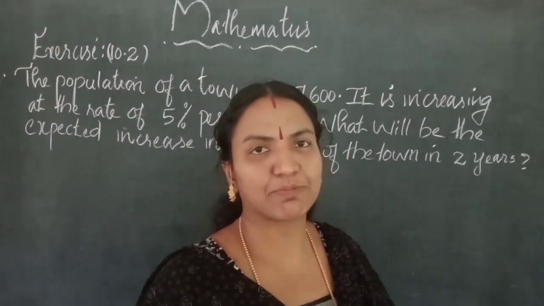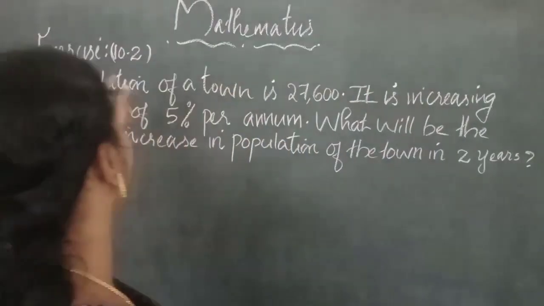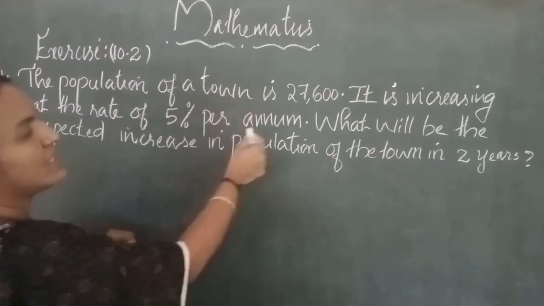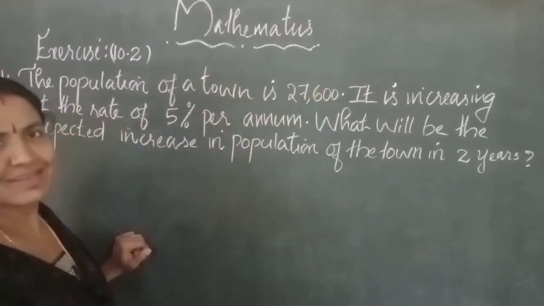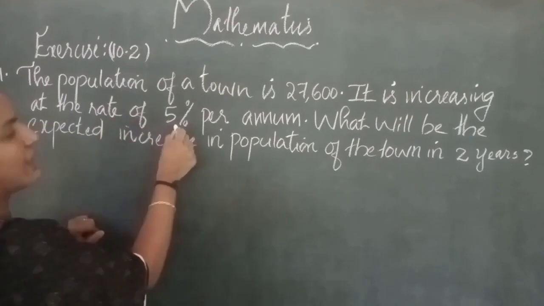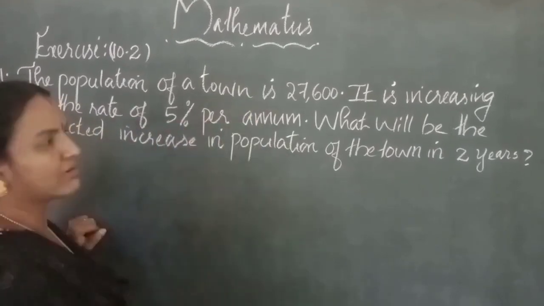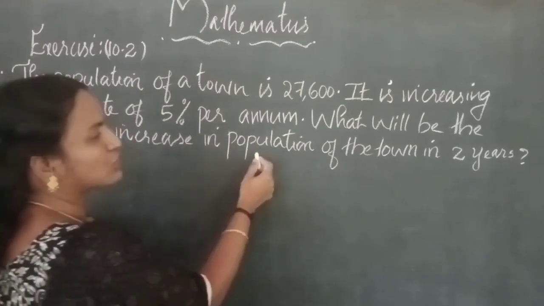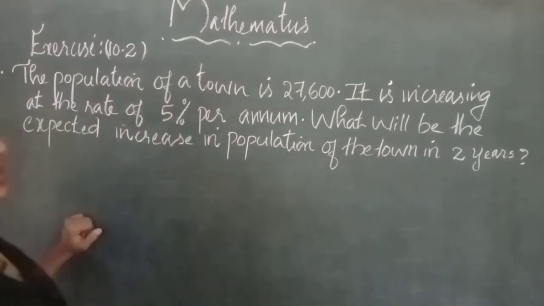Move on to exercise problems. First problem from exercise 10.2. The population of a town is 27,600. It is increasing at the rate of 5% per annum. What will be the expected increase in population of the town in 2 years?